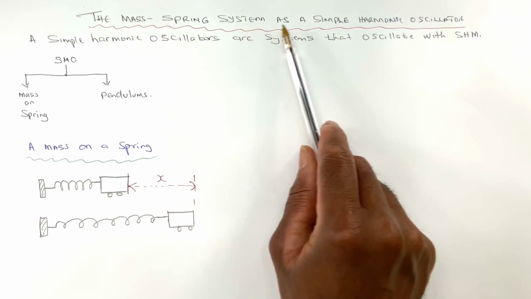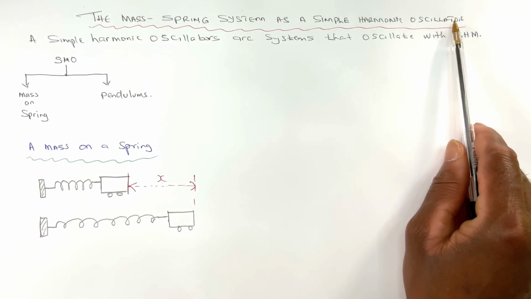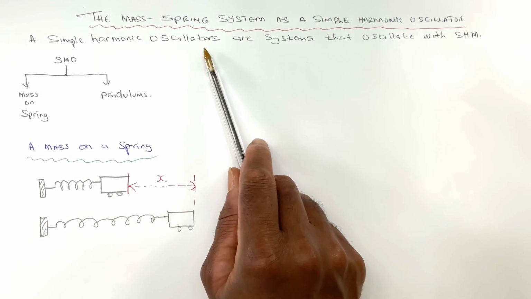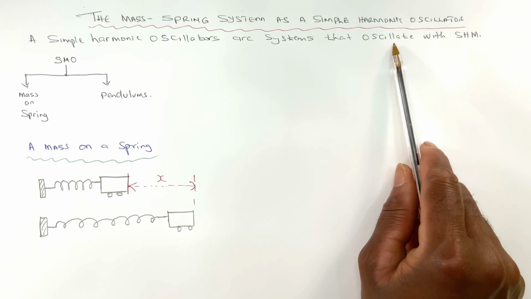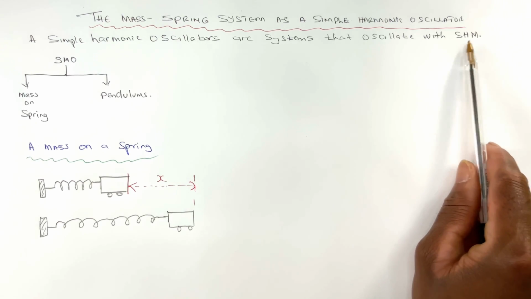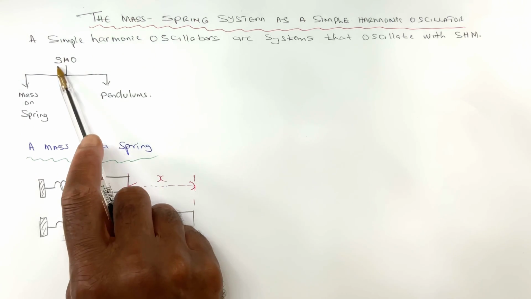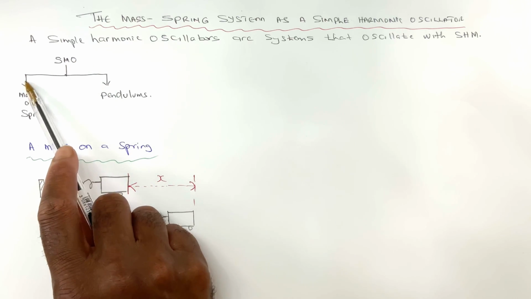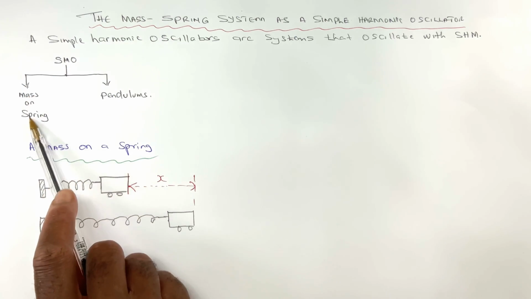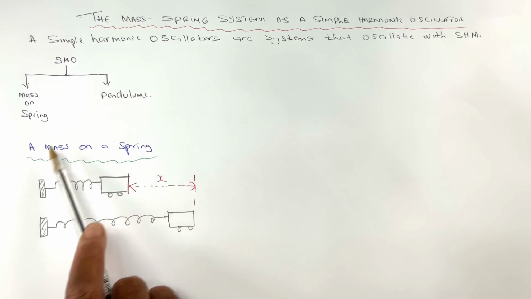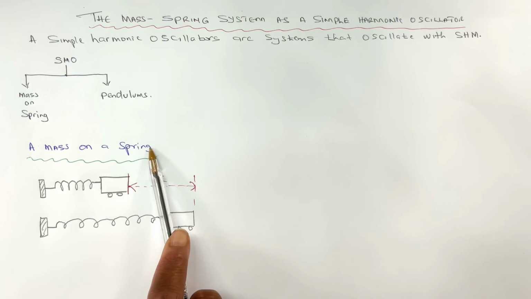Mass spring system as a simple harmonic oscillator. Simple harmonic oscillators are systems that oscillate with simple harmonic motion. Simple harmonic oscillators are of two types: mass on a spring and pendulum. We're going to look at mass on a spring.